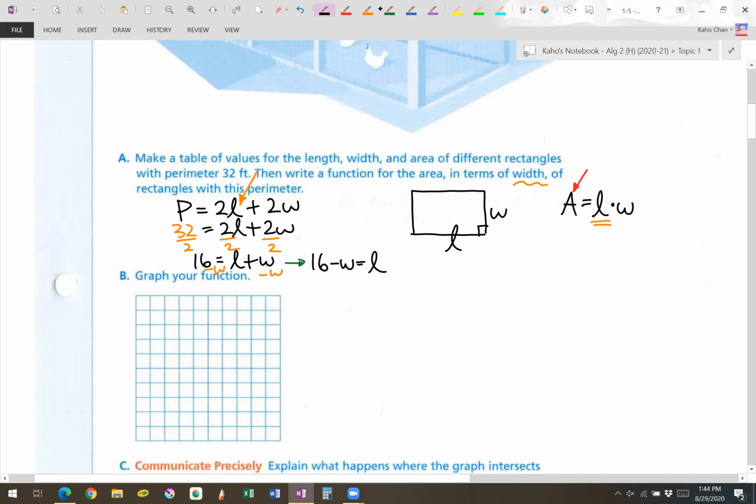Take what that equals to, 16 minus W, and let's do a little substitution, right into that variable in the other equation. Let's replace it. L times W. L is no longer L, it is now 16 minus W.